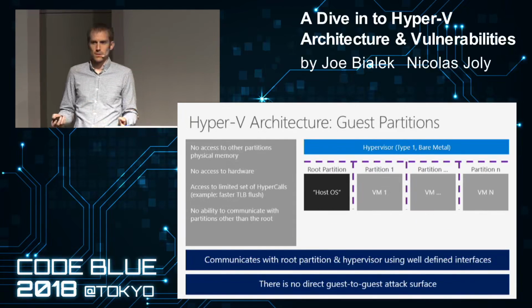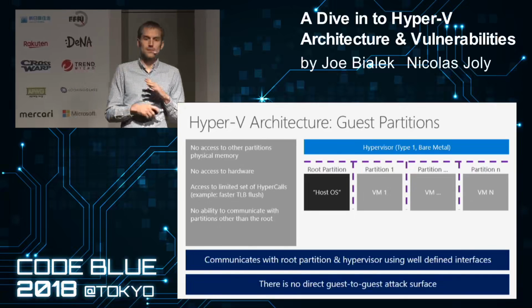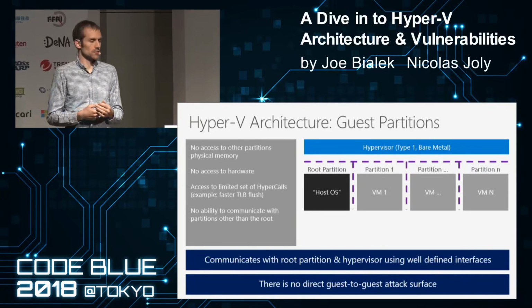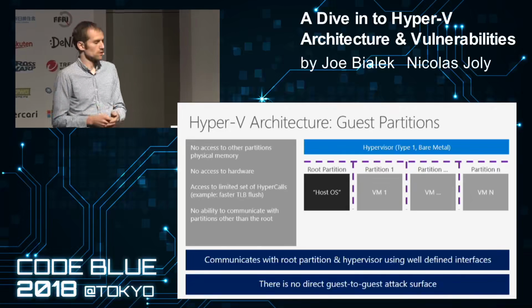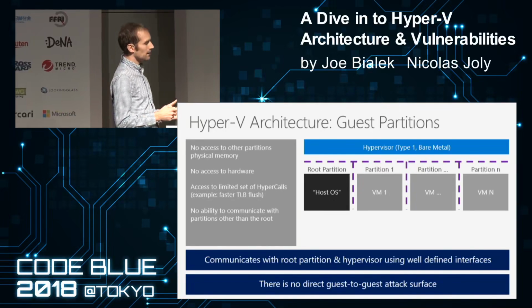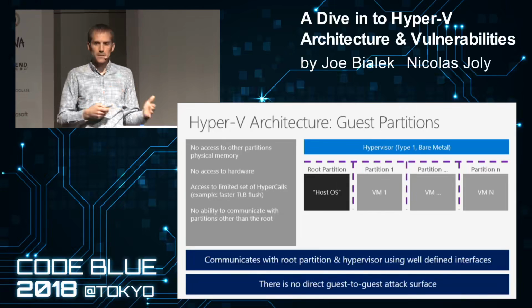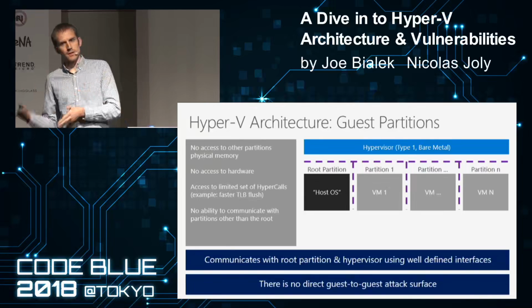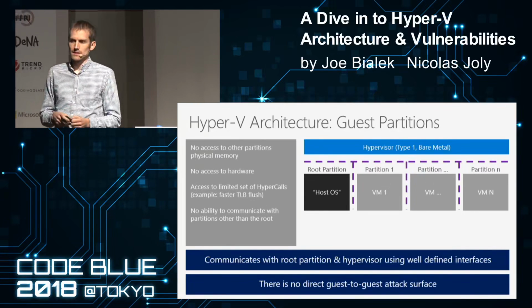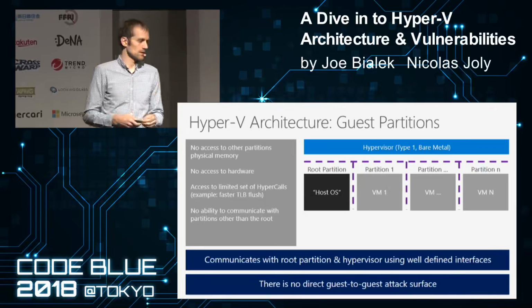And last, we have the guest partitions. These are the actual virtual machines that are running in Hyper-V. Now, these partitions really don't have access to each other's physical memory. They don't have access to the hypervisor's physical memory, the root's physical memory, or any other partition's physical memory. They don't have any way that they can directly communicate with any of the other partitions either, except for the root partition. So in Hyper-V, there really is no direct attack surface from a guest to another guest. All of the attack surface is from the guest to the hypervisor, or from the guest to the root partition.